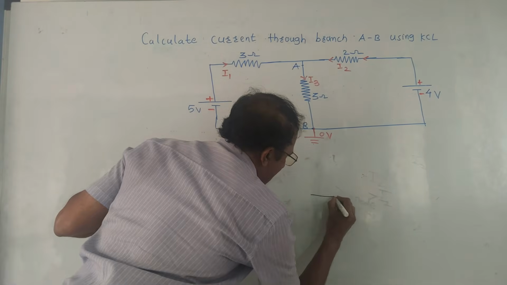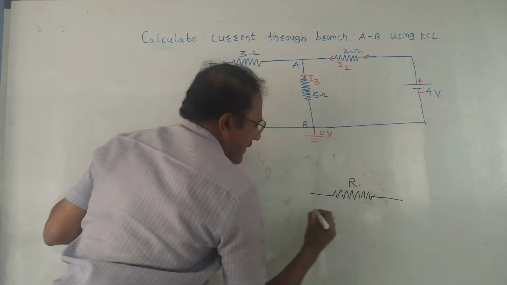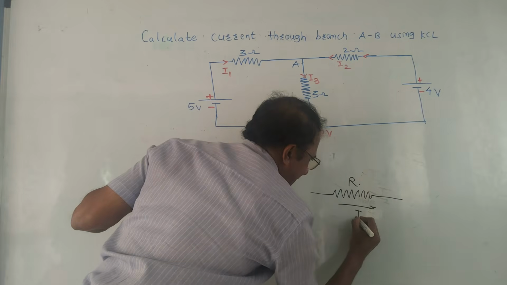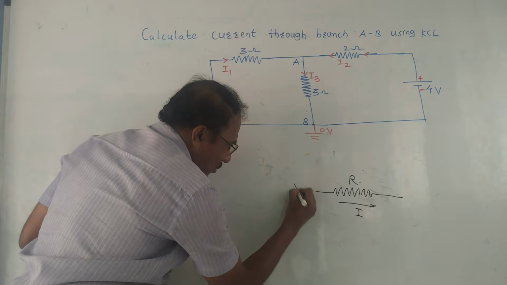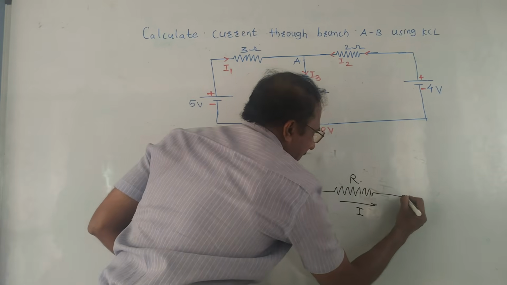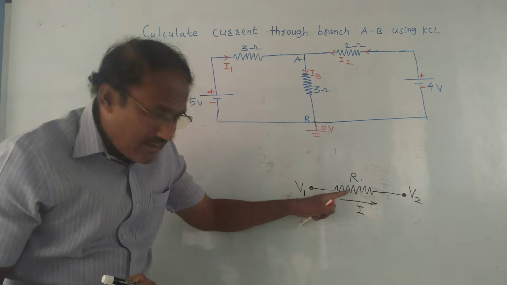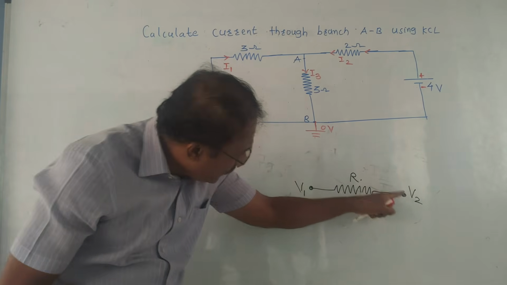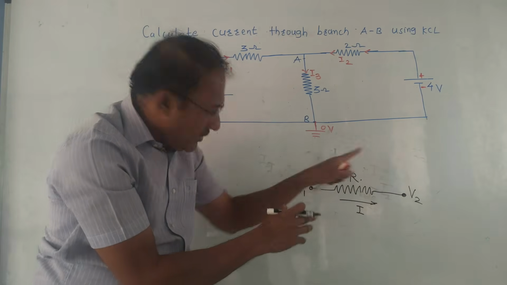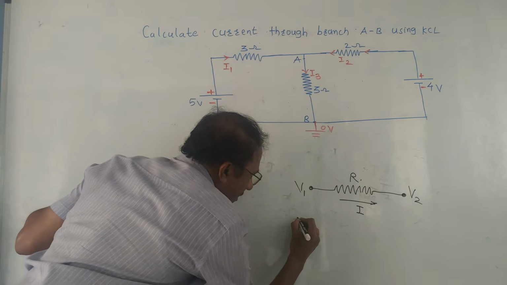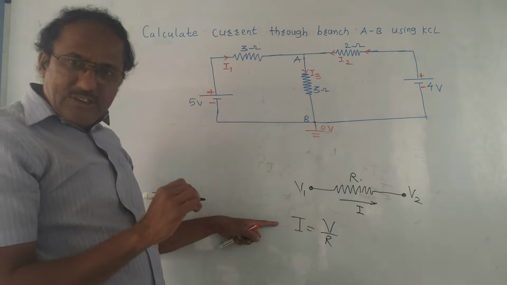Suppose I have one resistor like this, whose value is R, and I am assuming that current I is flowing through this resistor like this. At one end, I will mark voltage V1. At another end, I will mark voltage V2. I have marked that current I flows from V1 to V2. That means V1 has a larger value than V2. Now, according to Ohm's law, I is equal to V upon R. This is the basic Ohm's law.